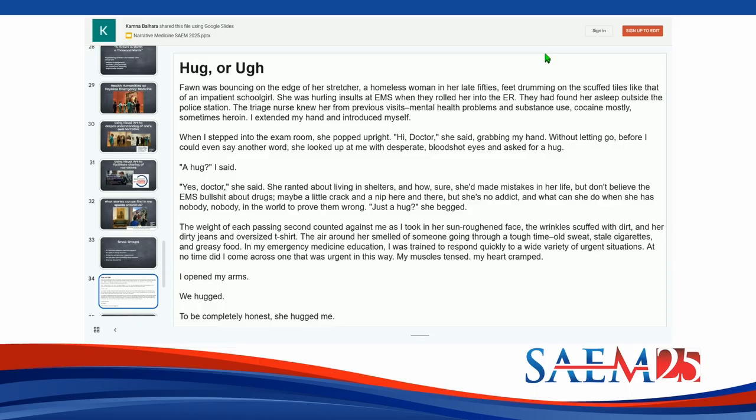Hug or ugh. Vaughn was bouncing on the edge of her stretcher, a homeless woman in her late 50s, beat drumming on the stained tile like that of an impatient schoolgirl. She was hurling insults at EMS when they wheeled her into the ER. They had found her asleep outside the police station. The triage nurse knew her from previous visits, mental health problems and substance use, cocaine mostly, sometimes heroin.